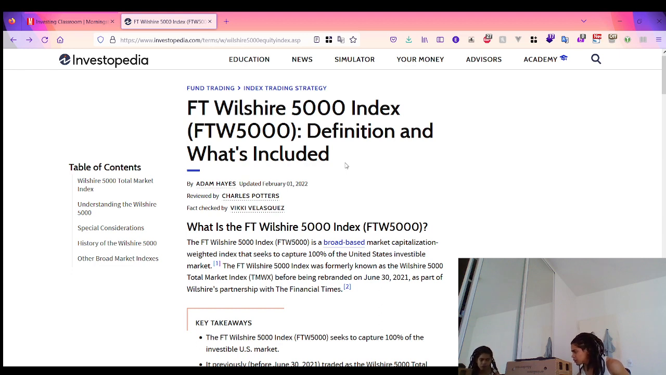So, broad-based index. Interesting. They are indexes designed to reflect the movement of a group of stocks or an entire market. Those broad-based indexes.